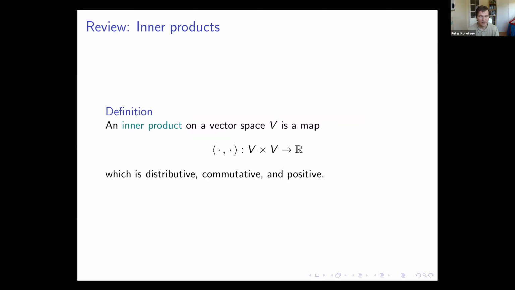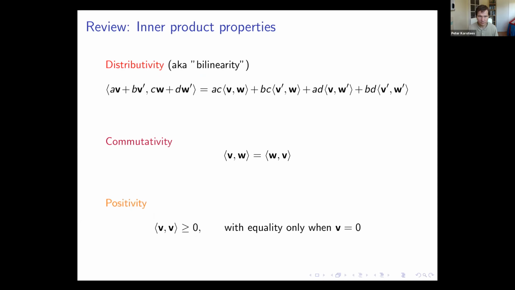So a reminder, an inner product on a vector space V is a bilinear map that sends V cross V into R. It satisfies three key properties: distributivity, which means that you can open parentheses as follows; commutativity, so the inner product of V with W is equal to the inner product of W with V; and positivity, so the inner product of a vector V with itself is greater than or equal to 0, with equality only when V is identically 0.